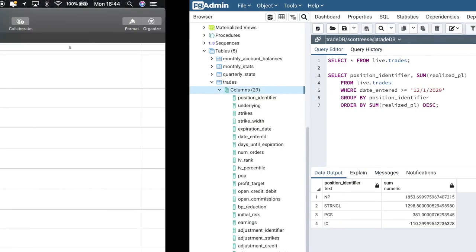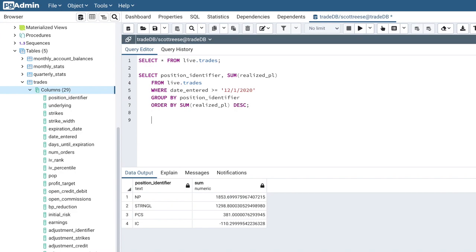So now coming back over here, let me write another query. Okay, so here we go. This one is going to take the average of all my probability of profits for every trade I've made since December of 2020. And what I want to see here is that my average probability of profit, or my average POP, is around 70% or 0.7. It's going to show it as a decimal, right? A 70% probability of profit is what I always shoot for when making a trade.